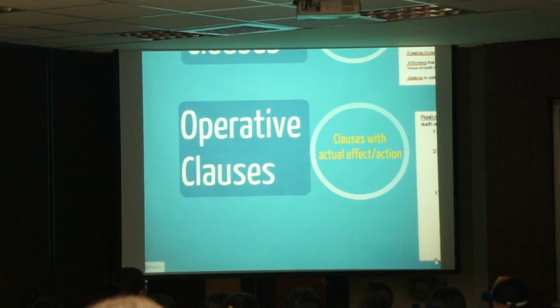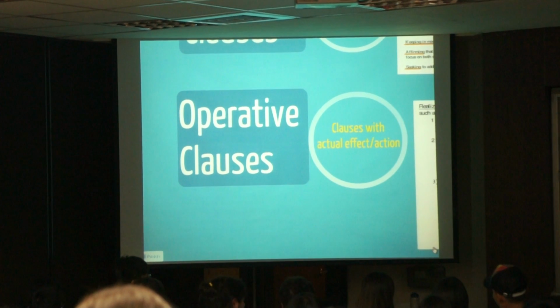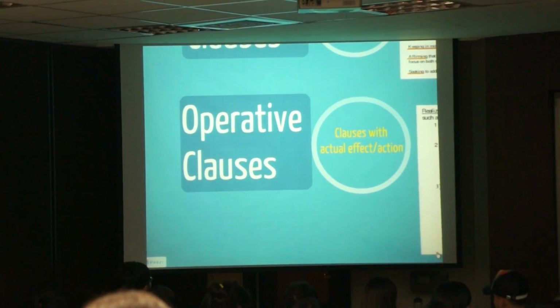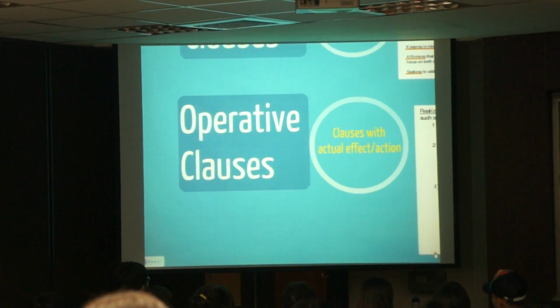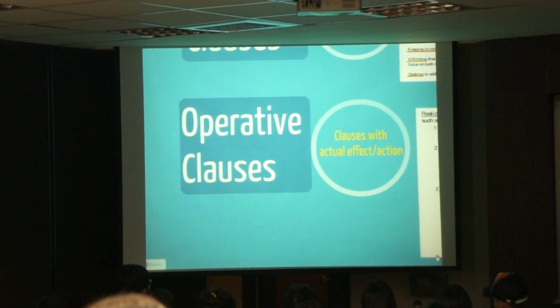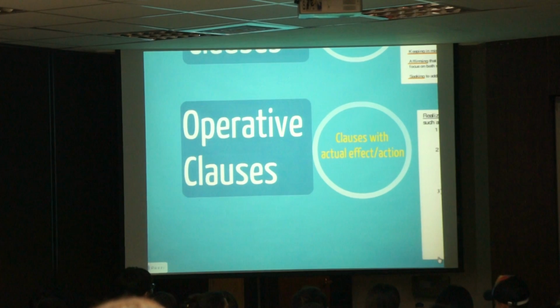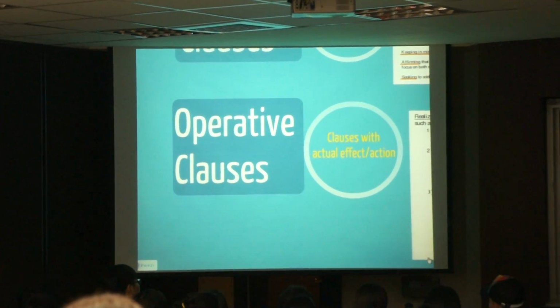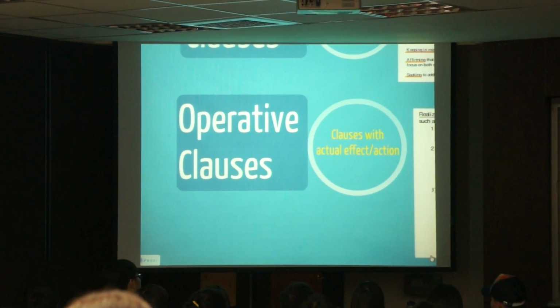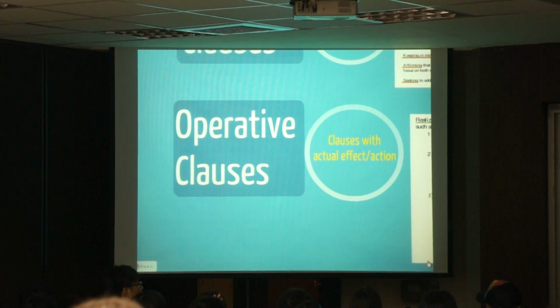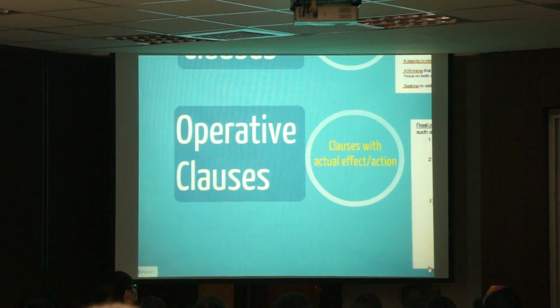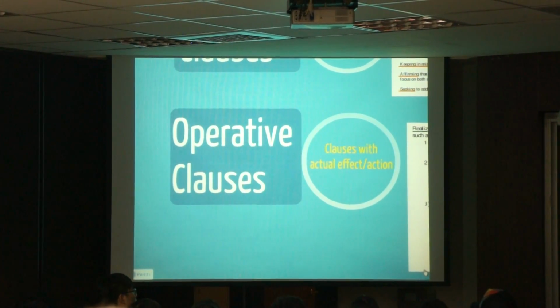Okay, so after preamble clauses, here comes the most realistic part of a DR, which is operative clauses. You see the word operative, right? Option, yeah. So it's clauses with actual effect and action in the DR. If you have decided that you want to do something, then it should be included in operative clauses.